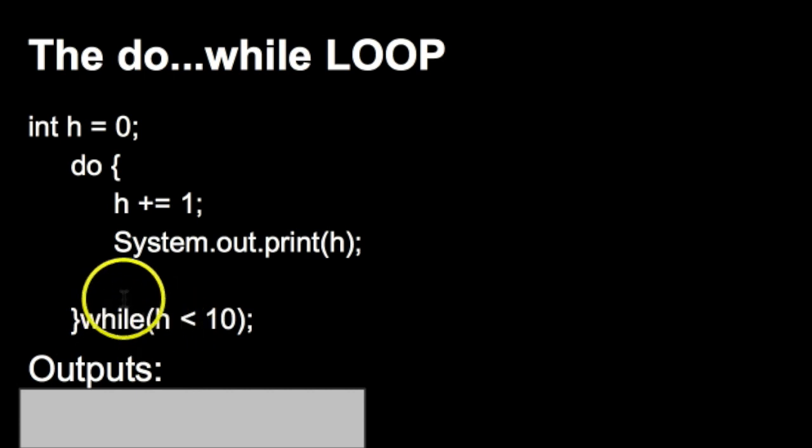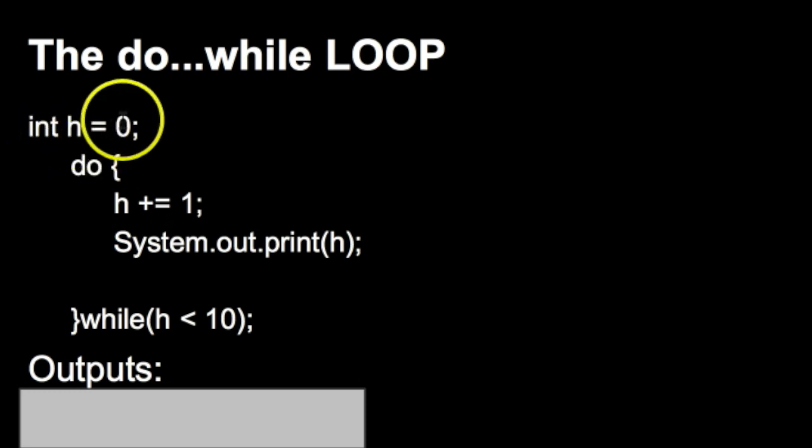So what's going to happen is h is equal to 0, and then it's going to say do, and it's going to do anything that's in the body, and then it's going to go to this while and check, and if h is less than 10, then it's going to go up and do this loop again. So again, you can see that the logic of a loop works very similarly in a for loop, a while loop, and a do while loop. But let's take a look at what this is doing.